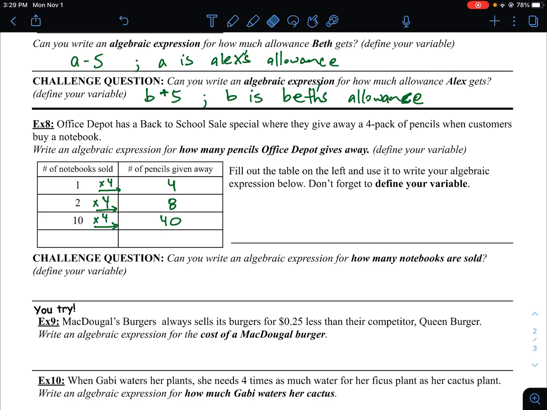But what they want us to do is write a mystery number and figure out the algebraic expression. So can we write an algebraic expression for how many notebooks are sold? Well, the number of notebooks sold would be n, right?